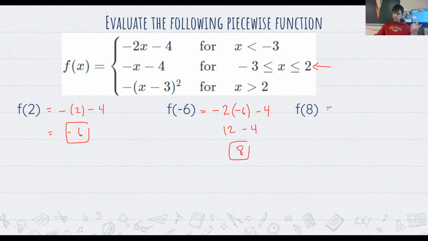And finally, f of 8. 8 is not less than negative 3. 8 is not between these two numbers, but it is greater than 2. So we're going to use this piece. Evaluating that, that's going to be 5. 5 squared is 25. So we get negative 25. There we go.